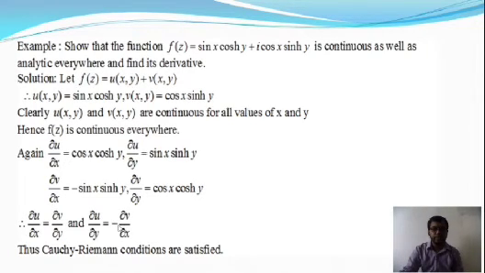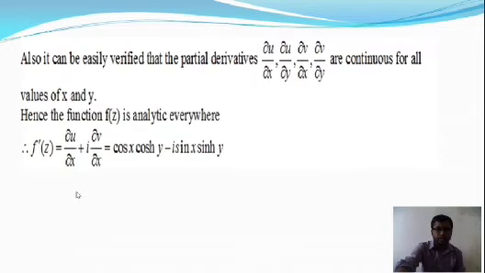So the Cauchy-Riemann equations are satisfied for the function f of z at any point in the complex plane. Okay, so next we are going to check whether these partial derivatives are continuous. If the partial derivatives are continuous, then I will say the function is analytic. So in the next slide we will find that the partial derivatives are all continuous. Why are they all continuous?